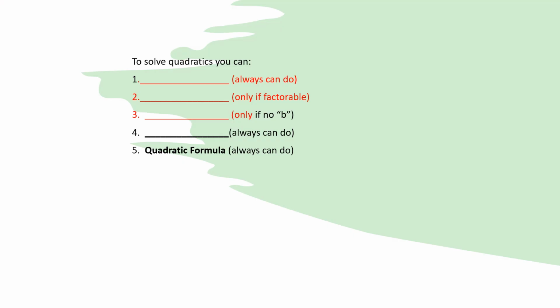So the first way we learned is graphing. You can always graph. The second method we learned is factoring, only when you can factor. Then we learned to take the square root when there's no b. Then we learned to complete the square, which you can always do. And now we're going to learn the quadratic formula, which you can always do too, which I think will end up being your favorite.